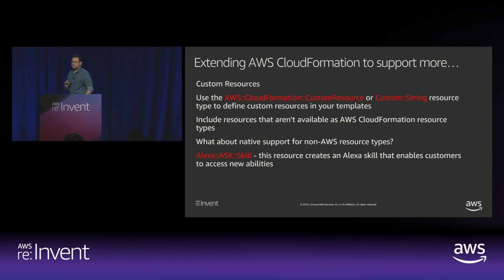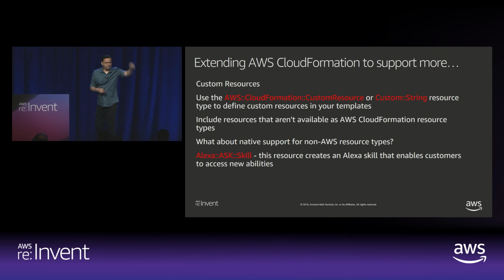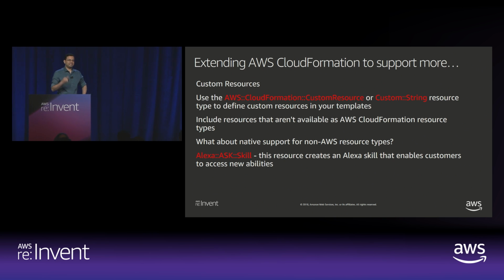I'm not sure how many of you have already noticed. We released a new resource type for Amazon Alexa skills, Alexa::ASK::Skill. It's, I would say, the first non-AWS resource type natively supported in CloudFormation. Just a show of hands, how many of you already know about this resource type in CloudFormation? Nobody. Wow. Please do check out, if you are an Alexa developer, this might interest you.